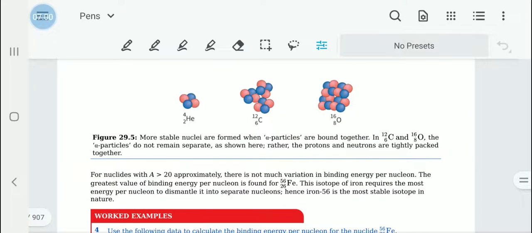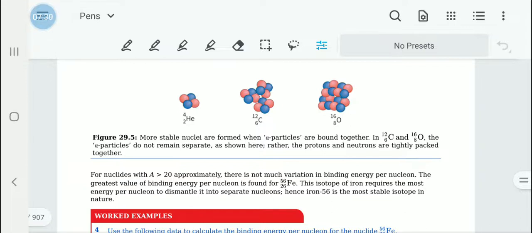Then when alpha particles are bound together, that is, if it is a multiple of the alpha particle, they will have a higher binding energy. Usually, when nucleon number is greater than 20, binding energy per nucleon doesn't vary that much.